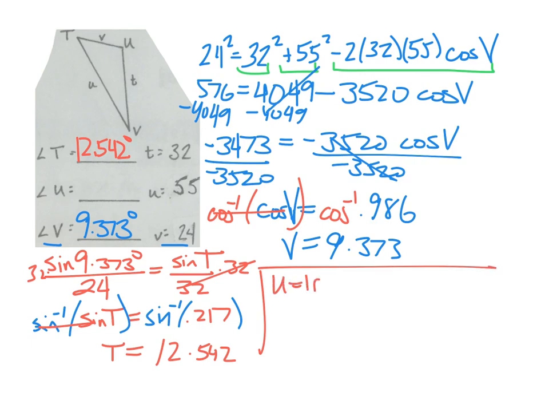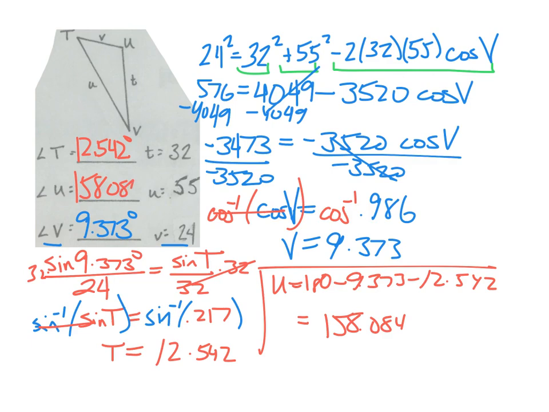So start with 180. Subtract off the 9 degree angle and the 12 degree angle, and we'll get angle U to equal 158.084 degrees. You can quickly check. The smallest angle is related to the smallest side. The biggest angle is related to the biggest side. And so it looks good to me.